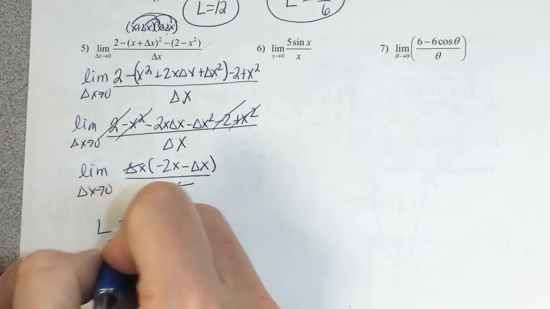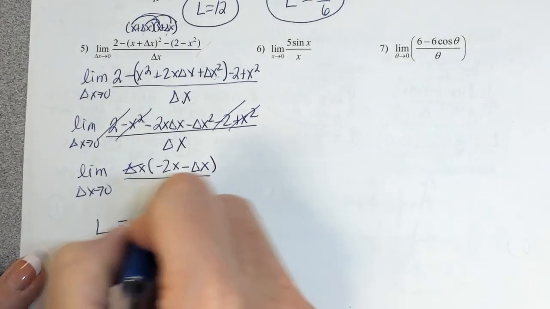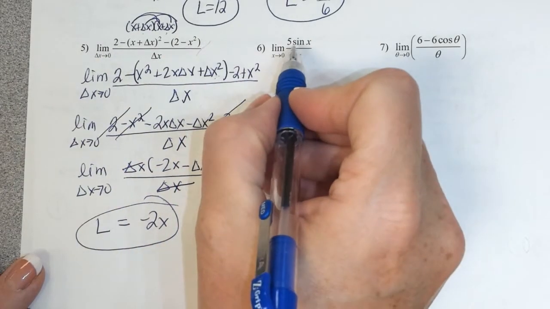So what's the answer to this limit going to be then? Negative 2x. Questions? All right, number 6. We look at this, we see this 5.